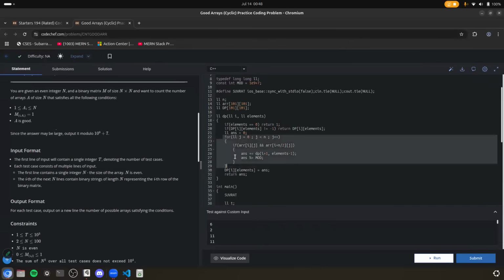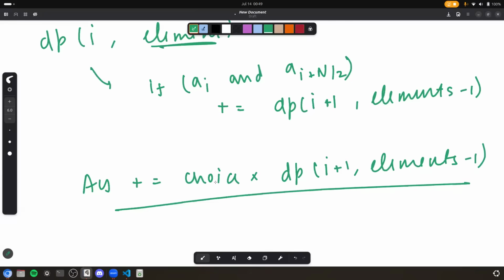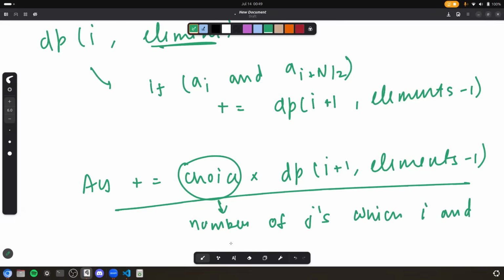Since in this for loop, I am just finding out how many values j positions i and i plus n by 2 can have the same, and I am adding the same value. So choice is the number of j's which Ai and Ai plus n by 2 both can be.